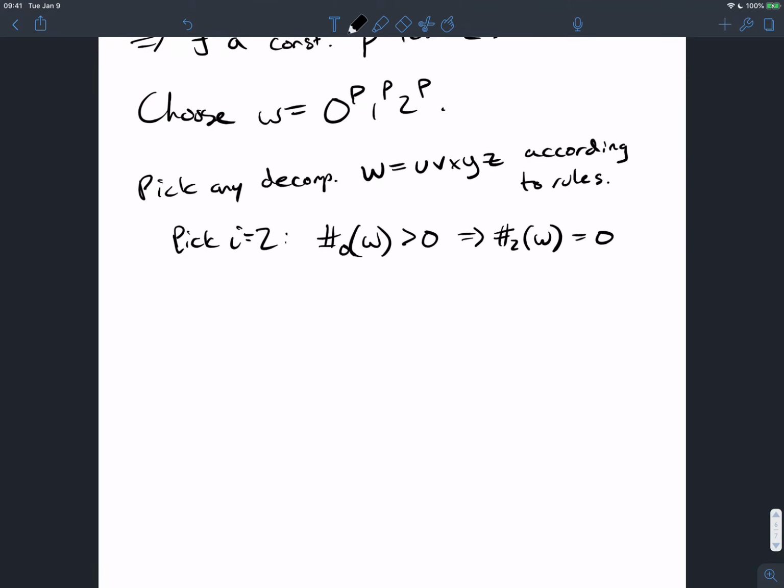Well, if we do this, so if we pick I equals 2, so look at when we put the 2 on, then what had to happen? The number of zeros had to go up, but the number of 2s stayed the same. So that means that the number of zeros increased, and the number of twos stayed the same.